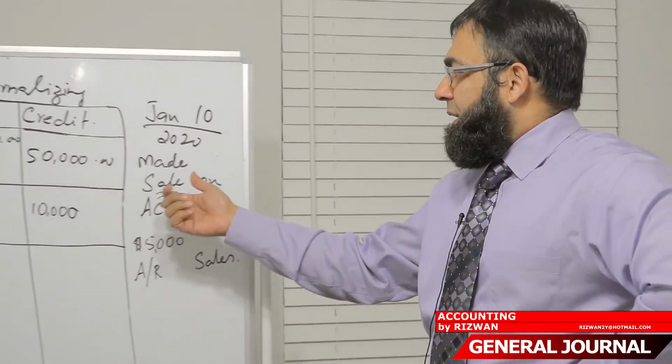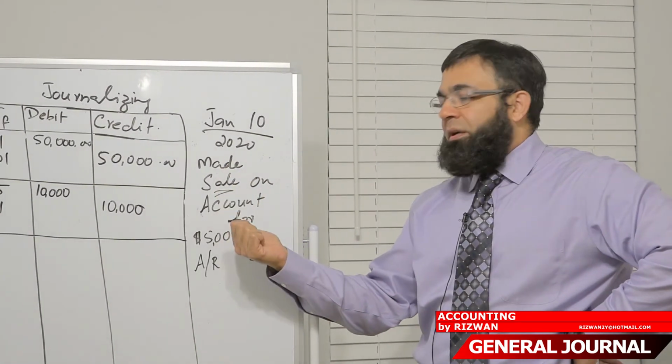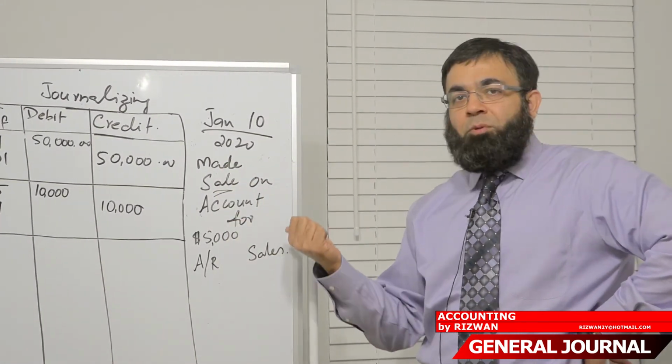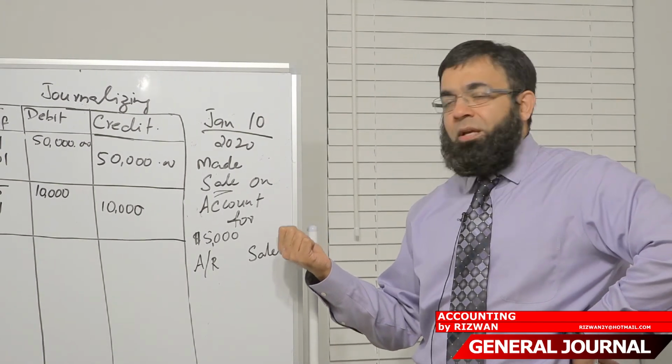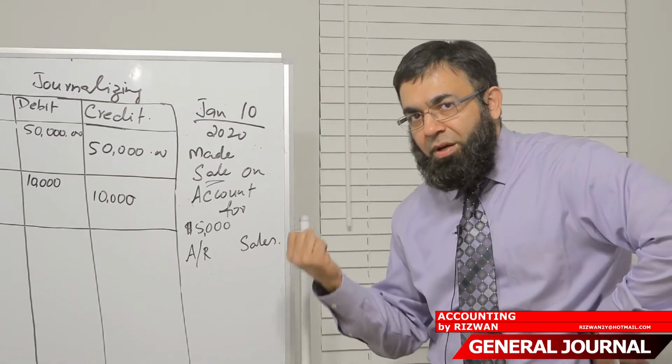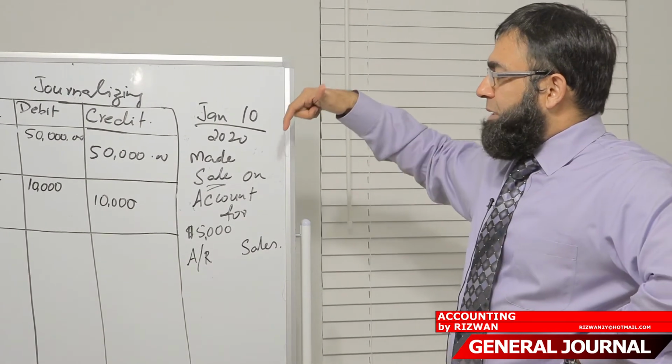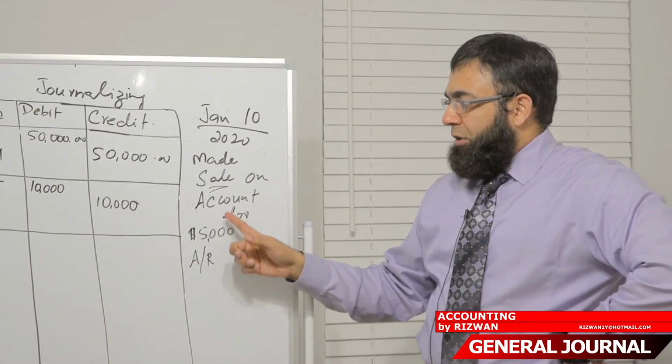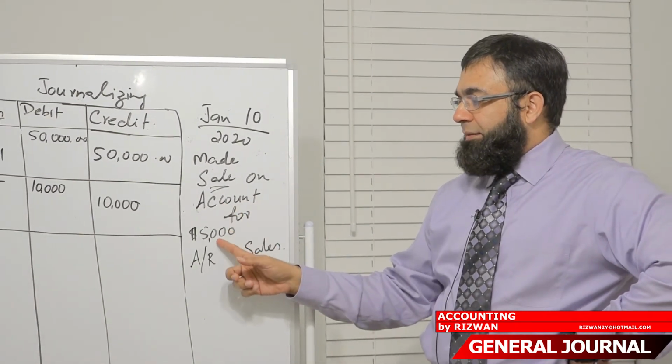All right, you made a sale to the customer, and based upon his promise, the customer said, okay, I'll pay you later on. Not right now, but later on. So in this case, what will happen? You made a sale on account for $5,000.